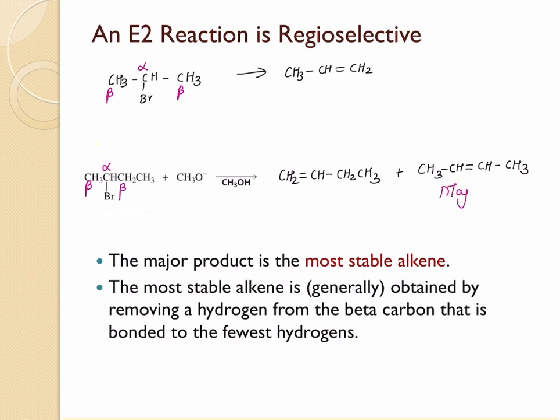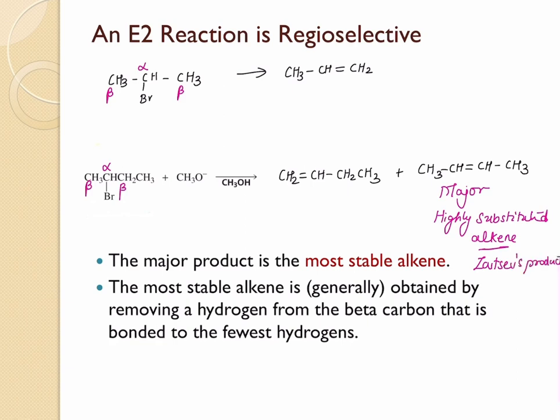Between these 2 products, obviously this is going to be the major product, since this is highly substituted. You can see that here you have 2 hydrogens, but here across the double bond you have a total of 3 hydrogens. So this is a highly substituted alkene, and therefore this is going to be the major product. A highly substituted alkene is also called the Zaitsev product.